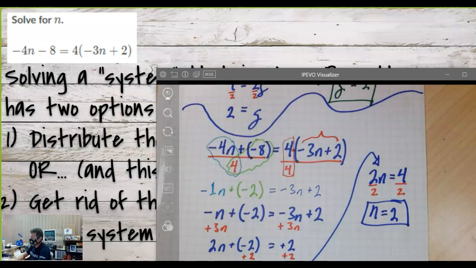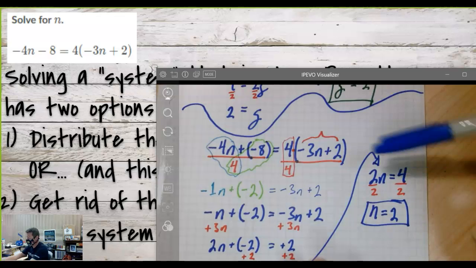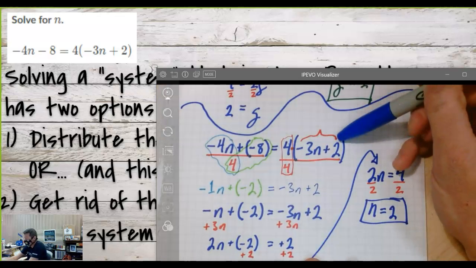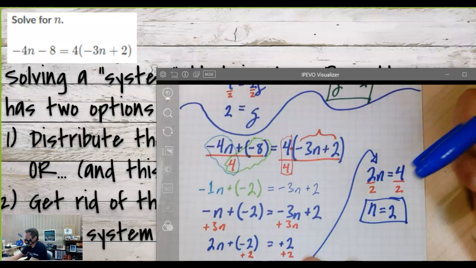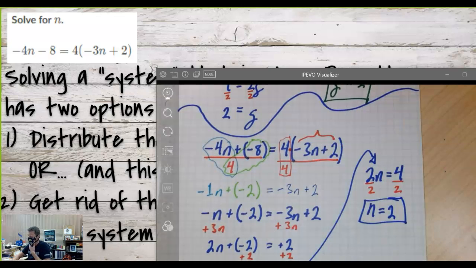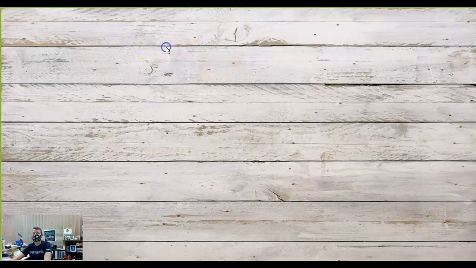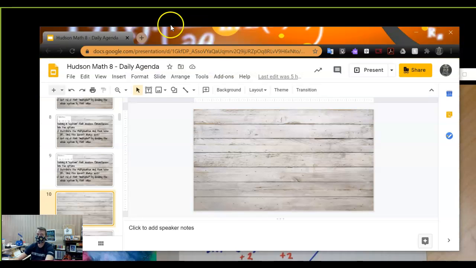Now, option 1 would work. I'm not going to do it, but if you distribute, it would work. Like, that's fine. Option 1 always works. Option 2 is just an option. You don't have to take it. And that's everything I had planned today. Look at that. We got 3 minutes left.